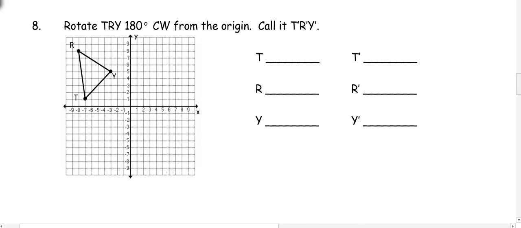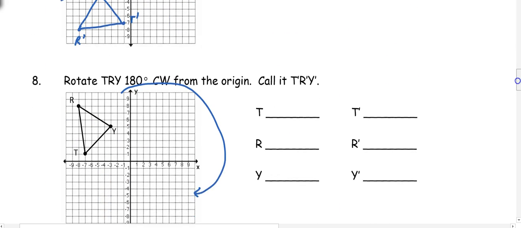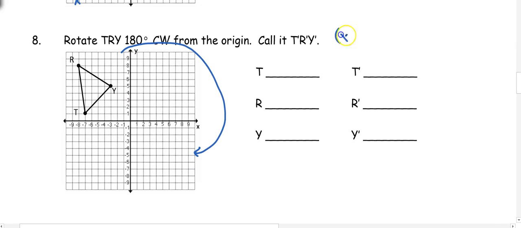The last one, rotate TRY 180 degrees clockwise from the origin. If I'm going 180 degrees, I'm going two quadrants, so I want to end up in the fourth quadrant. Let's look at our rule. For 180 degrees, our coordinates stay in the same order, but they take the opposite sign. So x, y goes to negative x, negative y.